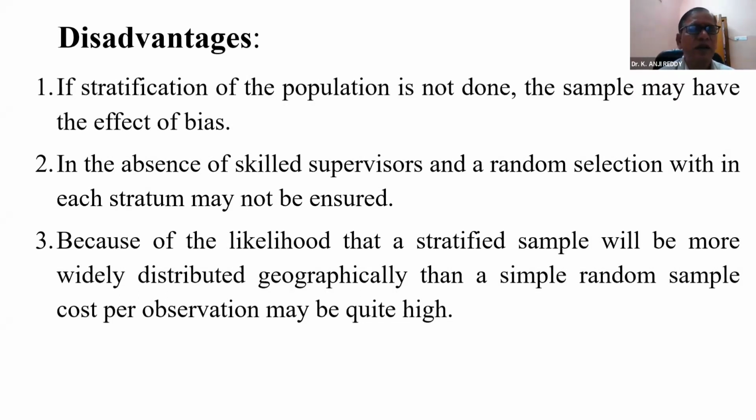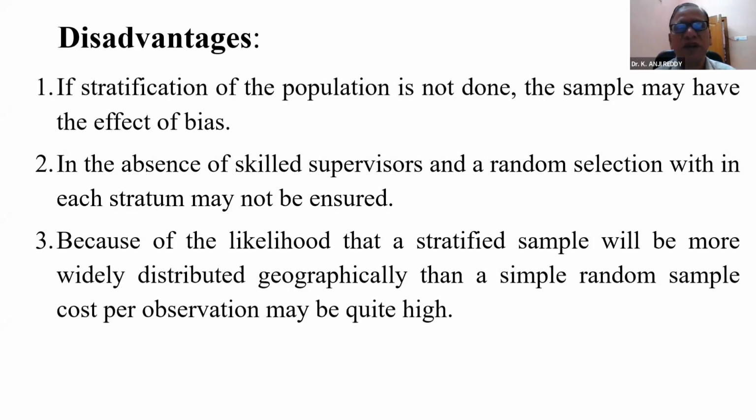Stratified random sampling has very important advantages, but still it is not free from disadvantages. Anything that you take is like head and tail: on one side you see the head, and automatically on the other side you have to see the tail. This is also like that. There is no exception to this. So what is the first disadvantage of the stratified random sampling method?